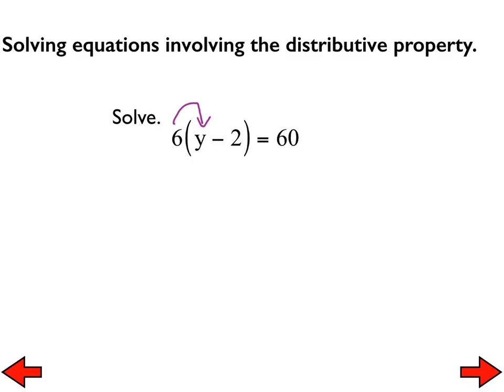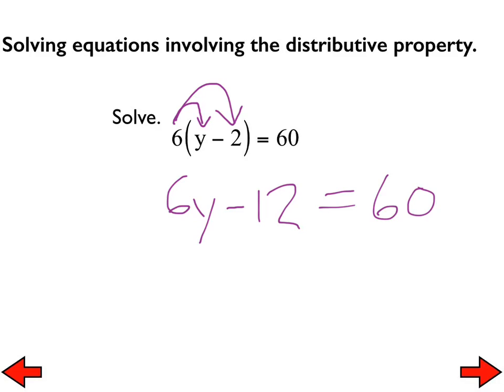And one thing that I noticed lately is a few of you have gotten a little lazy on drawing your arrows, and the people who tend to do that tend to forget to do the most important part. And that is to also multiply the 6 by the 2. And that's what some of you did on the quiz from yesterday. You forgot to multiply the 6 by the 2. So this turns into 6y minus 12 equals 60. 6 times the quantity of y minus 2 equals 60 is equivalent to this.